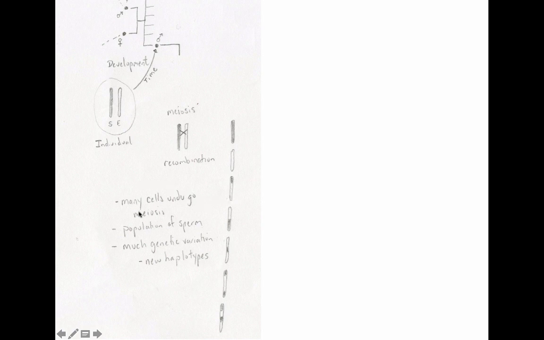And there are many cells undergoing meiosis. There's a population of sperm, so that results in a lot of new haplotypes. So a lot of genetic variation is generated. Of course, most of these sperm will never fertilize an egg, so they're just kind of lost. But the sperm that do fertilize an egg are then going to pass that particular haplotype on to the next generation.